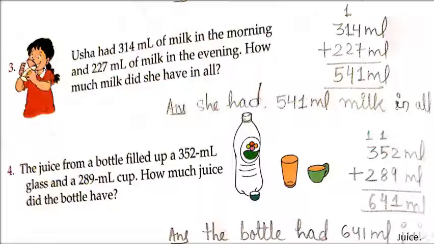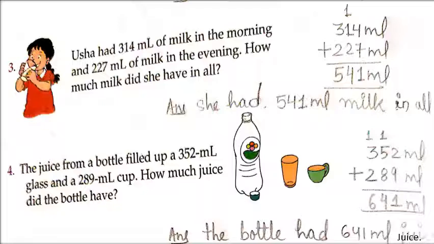Children, here the capacity of this bottle is equal to the amount of juice present in the glass plus the amount of juice present in the cup. So children, for that we have to add 352 milliliters and 289 milliliters. So children, we write 352 milliliter plus 289 milliliters.